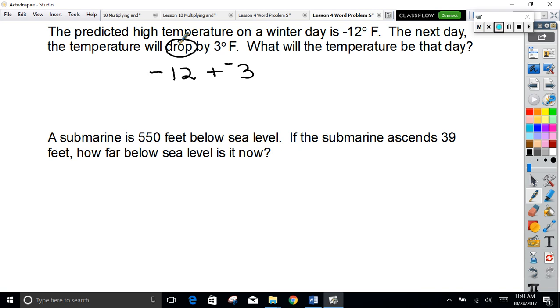Okay, so if we have -12 plus -3, what is the resulting temperature? -15. Good. -15 degrees Fahrenheit.